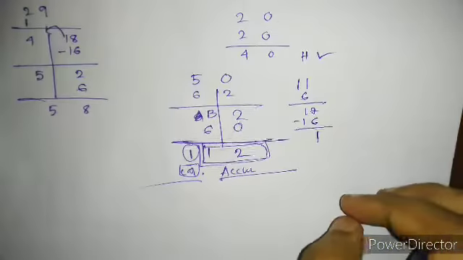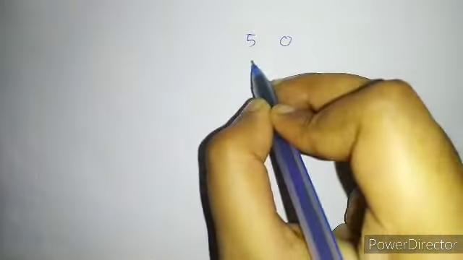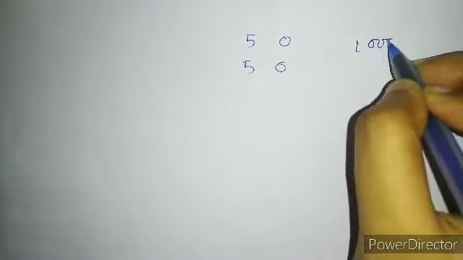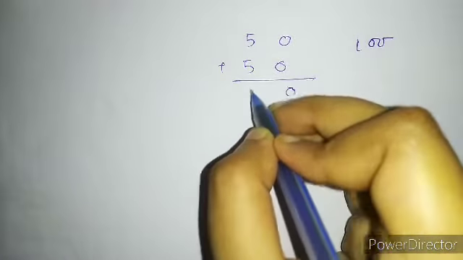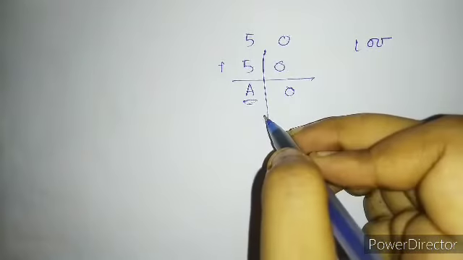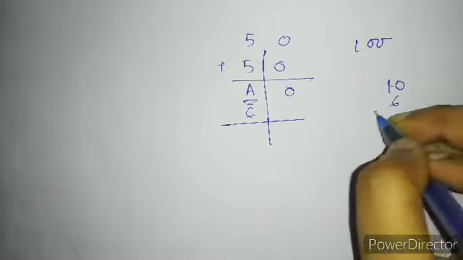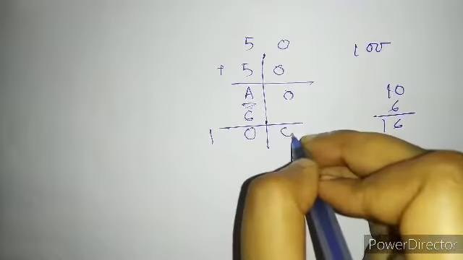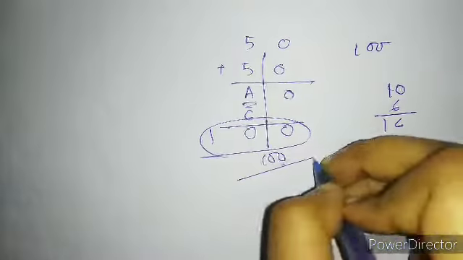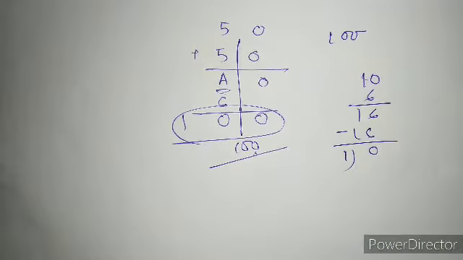Let's take another example. See, the more examples, the clearer view you get. 50 plus 50. What should be the answer? 100. And what will we get? 0 plus 0 is 0. 5 plus 5 is 10, which is A. Okay, A is greater than 9. Yes. What do you have to do? Add 6. So this will be 10 plus 6, 16. 16 minus 16, 0. Carry 1. So 1, 0, 0. The whole result is 100. Is this correct? Yes. So the answer is 100, which is correct.